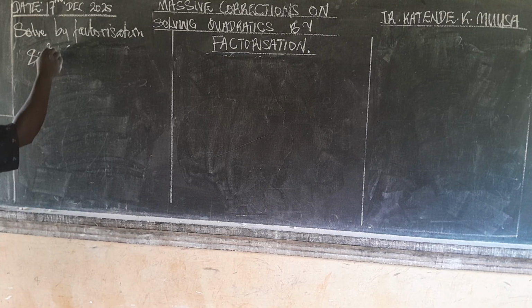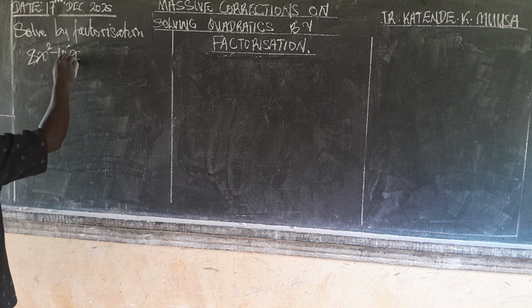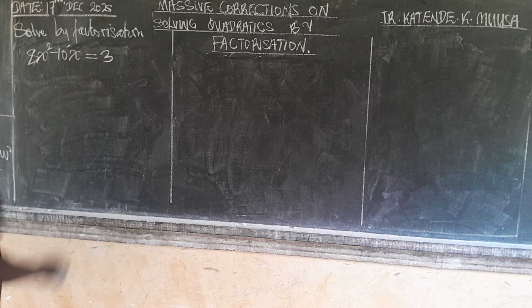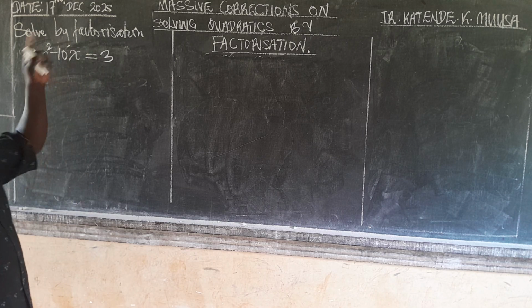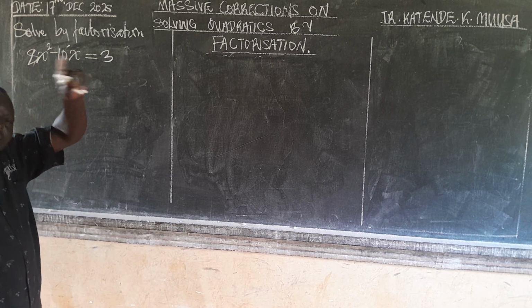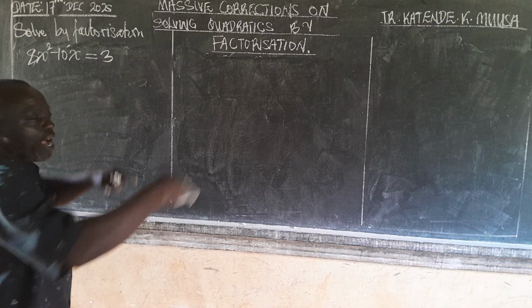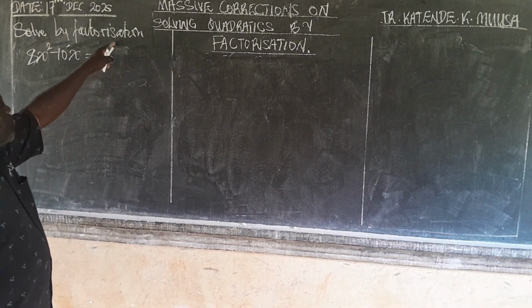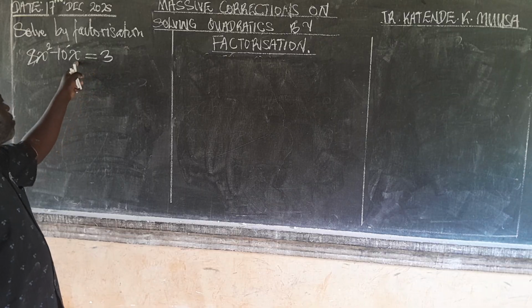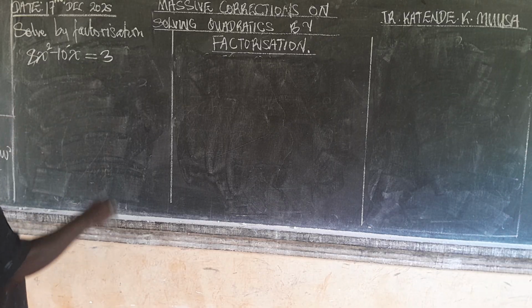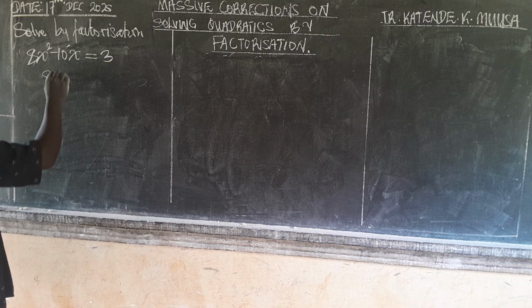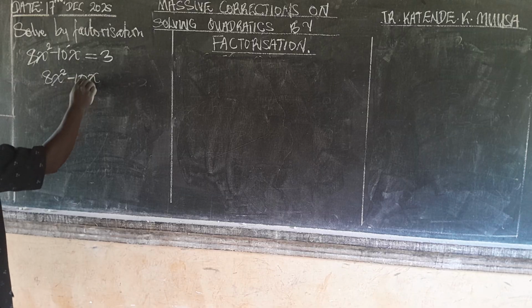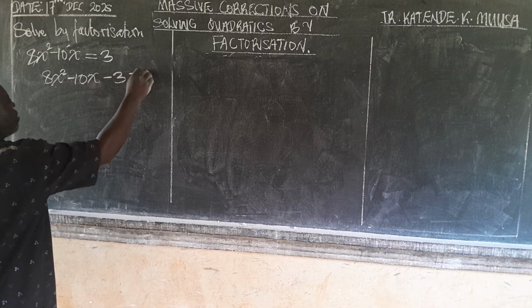8x squared minus 10x equals 3. Now, when we are solving, we have to make the right hand side zero. A 0 has to be there. Therefore, this one crosses the equal sign, comes this way, and the 0 remains here. So we are going to have 8x squared minus 10x minus 3 equals 0.